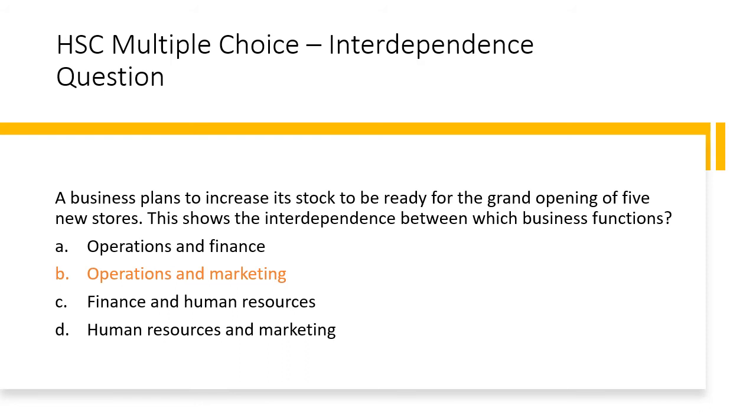A business plans to increase its stocks to be ready for the grand opening of 5 new stores. This shows the interdependence between which 2 business functions. Now, the increasing stock is part of operations because you're making that stock, and the 5 new stores is related to marketing and the 4 Ps. So process of elimination, you can go through that.